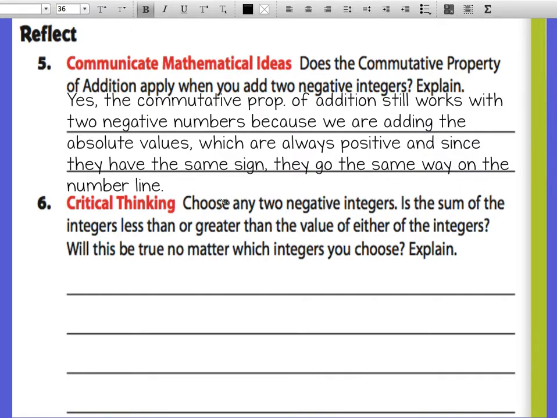All right, so number 6, choose any 2 negative integers. Is the sum of the integers less than or greater than the value of either of the integers? And then will this be true no matter what? So what they're saying is if I take -1 and -5, is my answer less than or greater than those integers? So is my sum less than or greater than -1 and -5? This is one I want you to try on your own. So I want you to have this answered for when you come back to class.